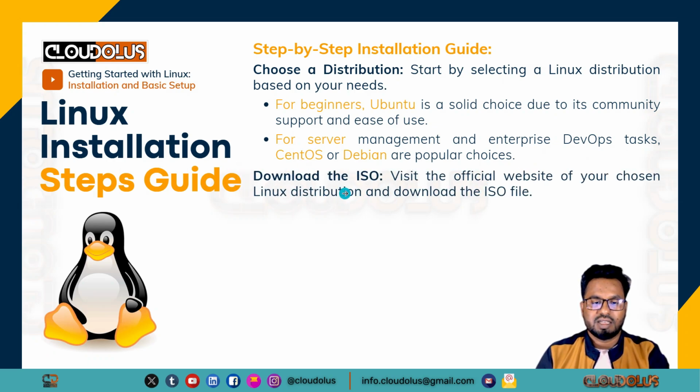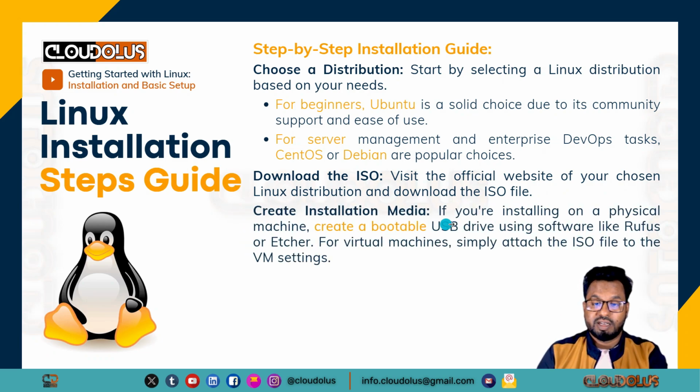So next is download the ISO. Visit the official website of your chosen Linux distribution and download the ISO files. And then next, create installation media. If you are installing on a physical machine, create a bootable USB drive using software like Rufus and Etcher. For a virtual machine, simply attach the ISO file to the VM settings.